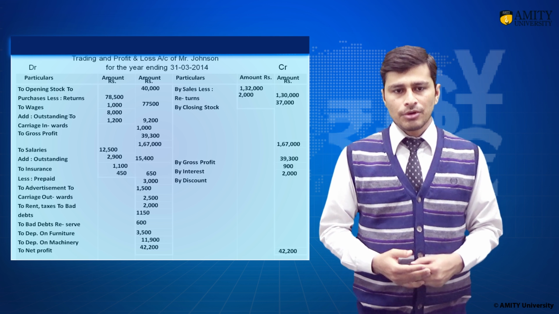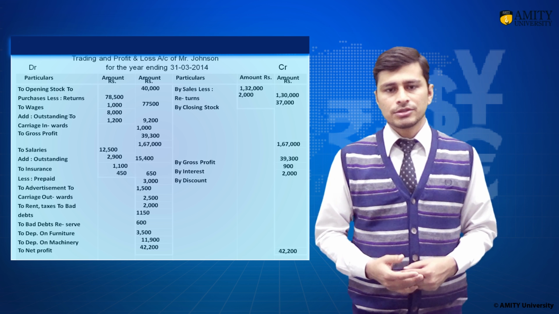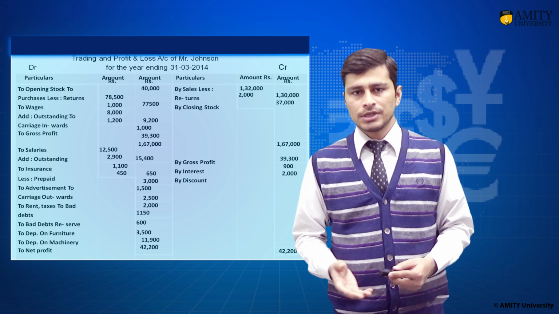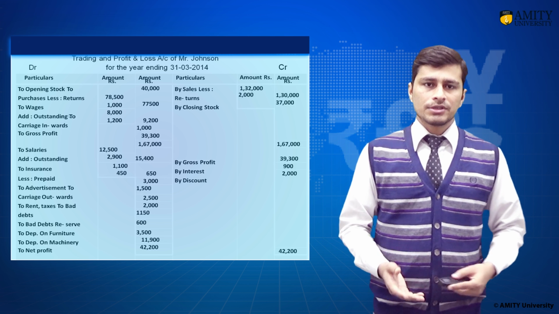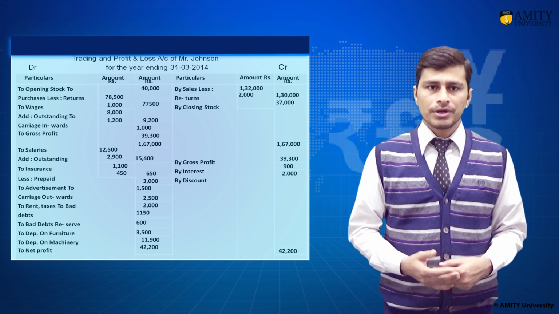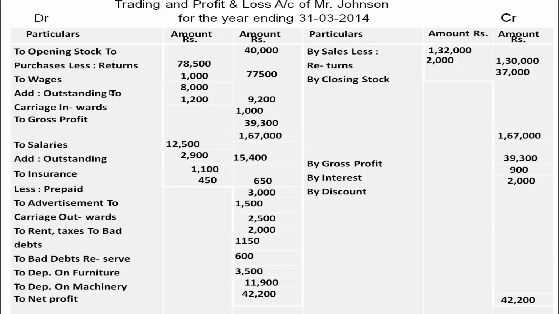So the net profit is 11,900, and both sides must be matched. So the 42,200 is the debit side amount as well as the credit side amount. Now this is the method to prepare the trading and profit and loss account from the trial balance. Now we will prepare the balance sheet from the same information.